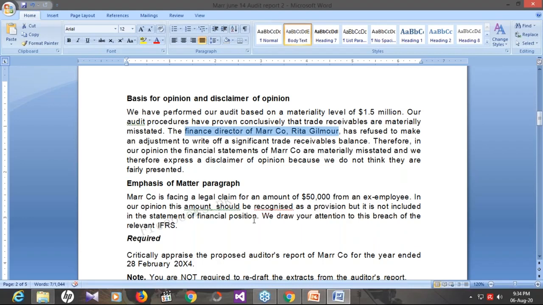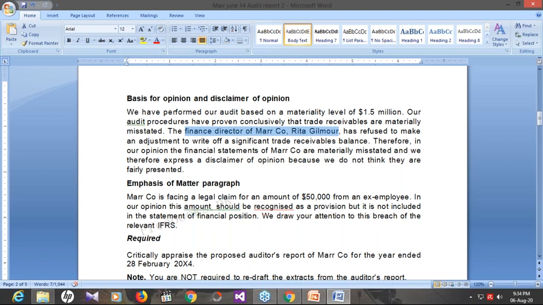As 50,000 is immaterial, we can see the materiality level is 1.5 million. So this is an immaterial point. If they want to, they need to discuss this point, as this is immaterial. We can list it in the uncorrected misstatements as well. So this is important. The opinion is also wrong. The paragraph that is used is also wrong.